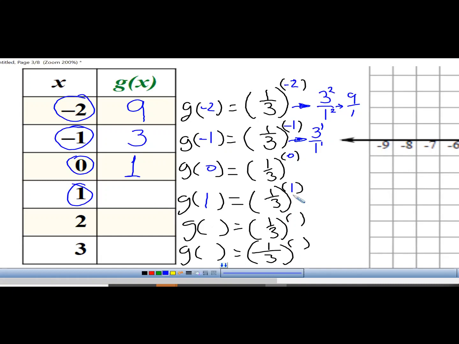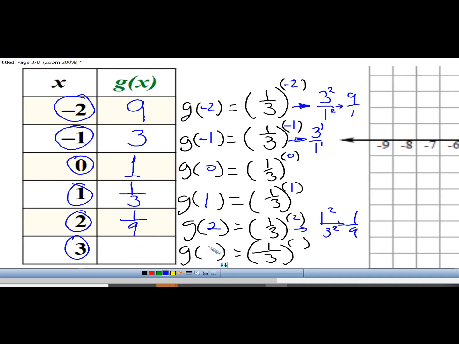Help them out, Angie. 1/3. 1/3. Yeah, because any number to the first exponent is the number itself. Okay. Let's try 2 now. Distribute the exponent. So this is 1 to the second, 3 to the second. So this is 1 over 9, which is 1/9.